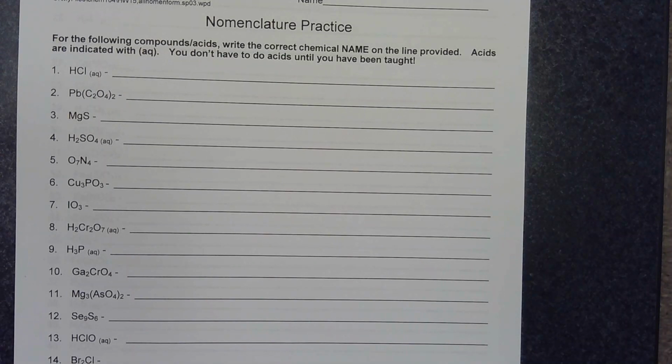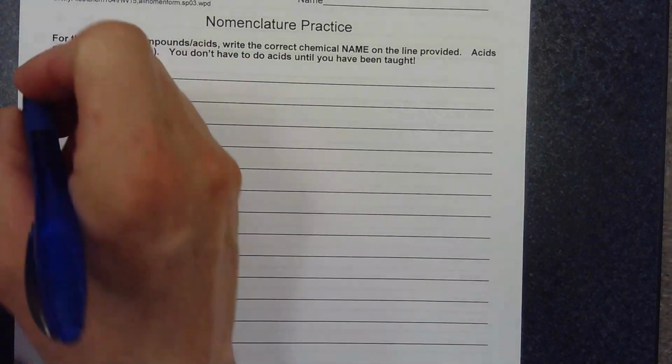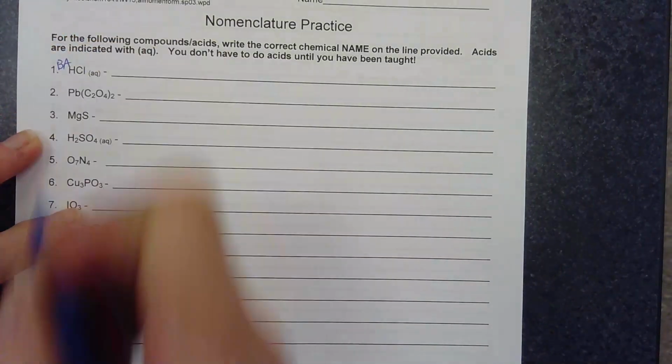Immediately when you see that AQ, what does that tell you? Acid. You have an acid. And then what you look at is, do I have two different elements here, or do I have more than two? I only have two. So what kind of acid is it? Binary acid. It's a binary acid. So I'll put Ba.